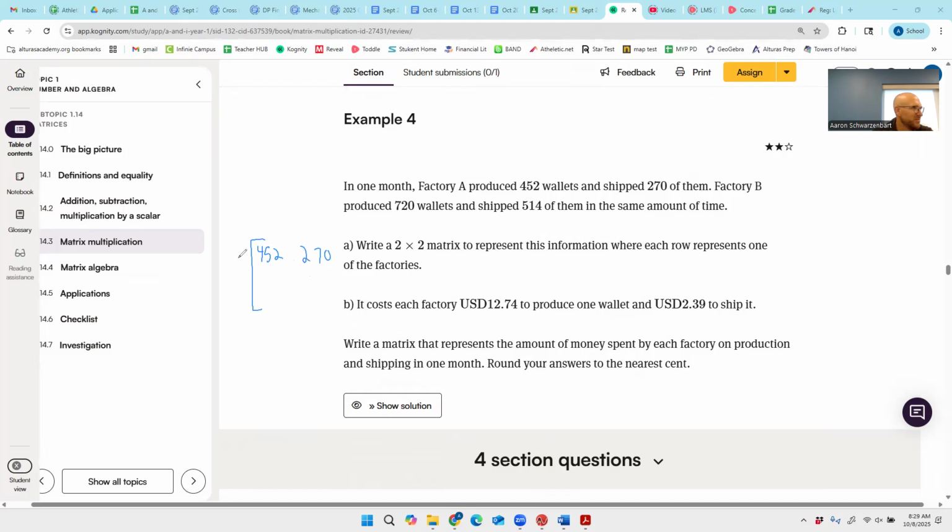$270. So the rows represent a factory. 720 times 514. It costs each factory $12.74 to produce one wallet and 279 to ship it. Right, a matrix that represents the amount of money spent by each factory on production in 1 month.